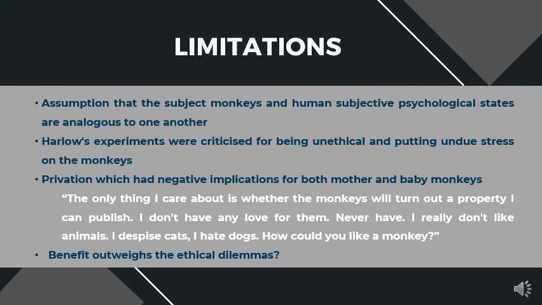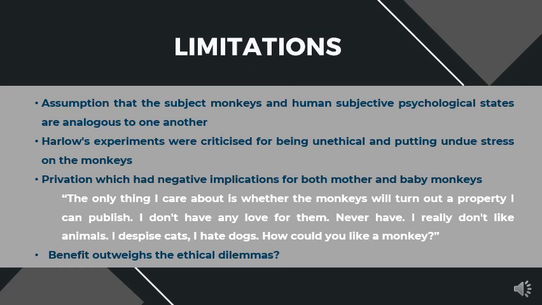A major drawback of the experiment is the assumption that rhesus monkeys and humans have identical subjective psychological states which work and react in the same way. But because of the ethical implications of the experiment, usage of human subjects was out of the question, therefore an alternative that closely mirrors human behavior and relationships had to be used. Harlow's experiment has been criticized for being unethical and putting undue stress on the monkeys to test his, ironically enough, theory on attachment and love.